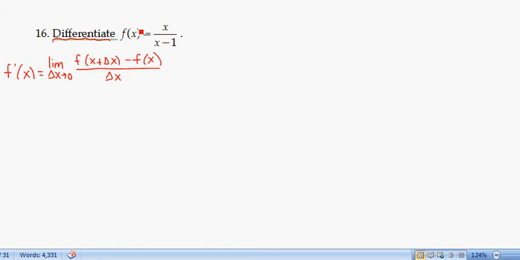Okay, we're asked to differentiate. So this is just a different way to ask the same question. This function f of x equals x divided by x minus 1. So this is the same definition of the derivative we're doing, but we're just applying it to a new function.